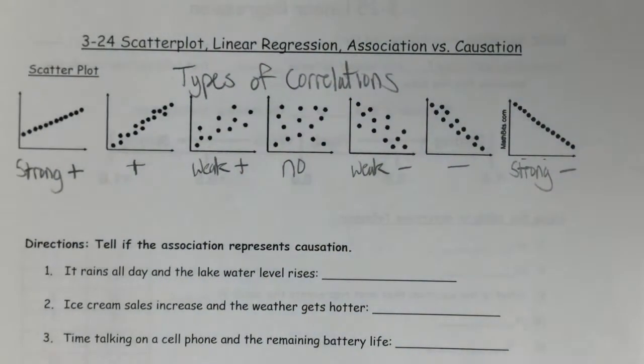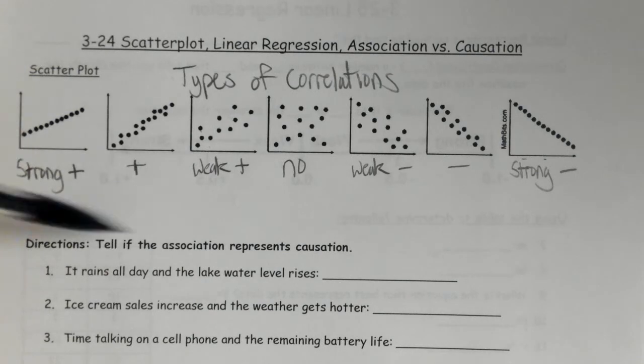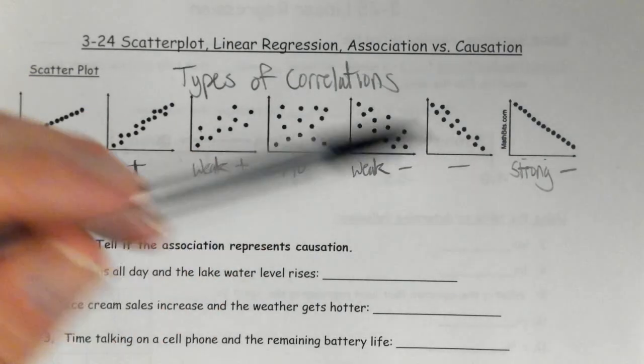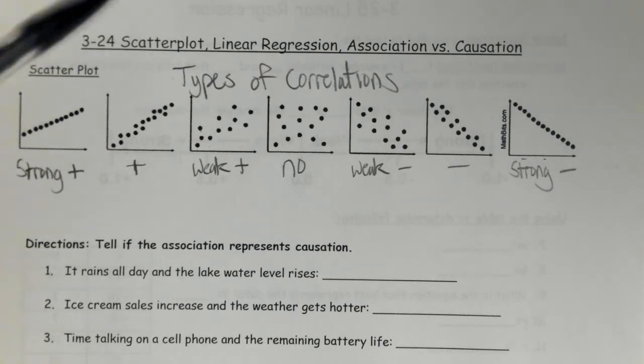All right, so when we have scatter plot data, we can describe them as strong, weak, or no correlation, and then we can get more specific to say what type of positive correlation or what type of negative correlation the data has. All right.